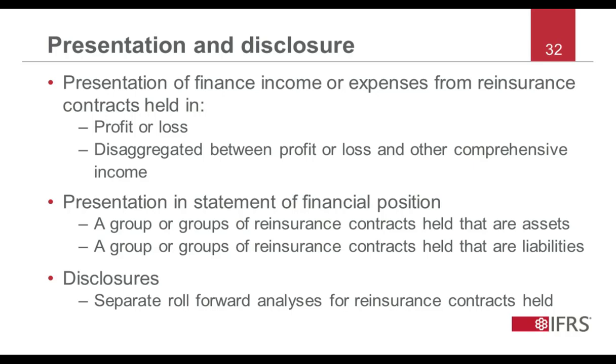The last few slides have discussed the statement of financial performance. How about presentation in the statement of financial position? A cedant will need to present a group of reinsurance contracts it holds that are in an asset position separately from a group of reinsurance contracts in a liability position in the balance sheet. As a reminder, the reinsurance contract held must be presented separately from the underlying insurance contracts. It will also need to present roll-forward analyses of the carrying amount of reinsurance contracts held separate from roll-forward analyses for underlying insurance contracts that it issues.